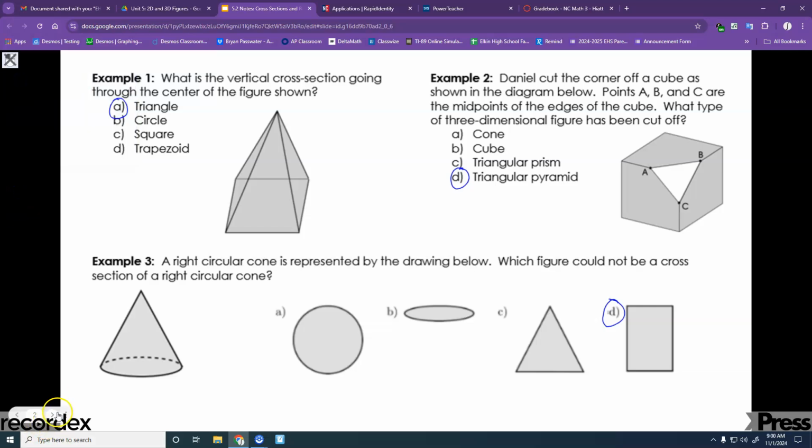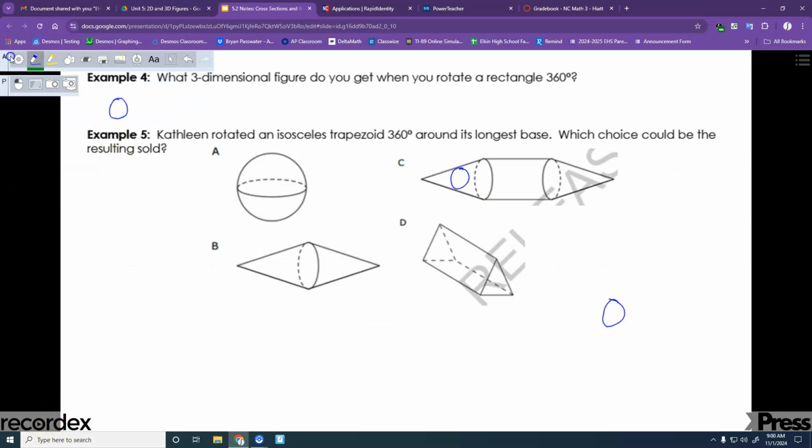Let's look at this. Now, this next part that we're going to talk about is rotating a figure. And this is something we do a lot in calculus, because in calculus we find the volume of it, and it's some complicated integral stuff. We don't have to do that at all. All we're thinking about right now is just picturing what would happen. So I've got a few things that I use for calculus.